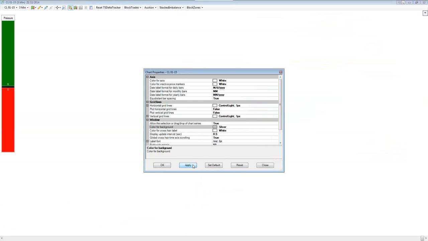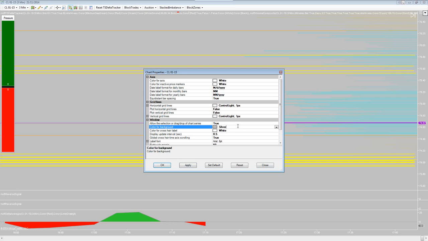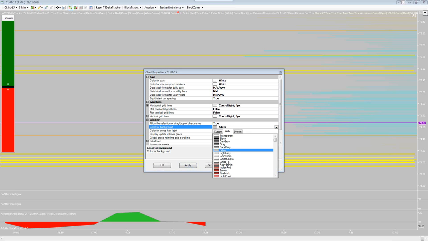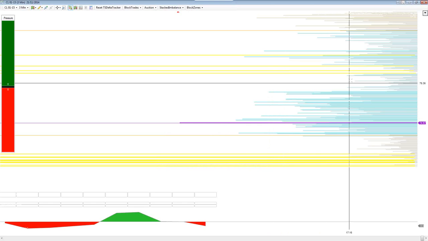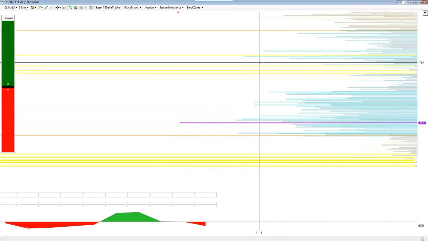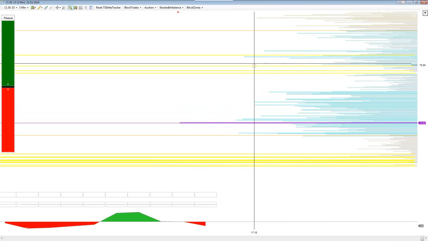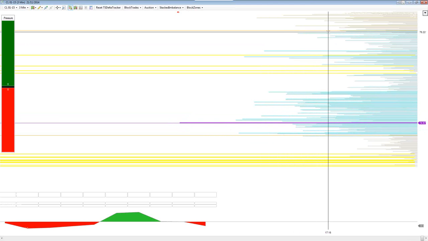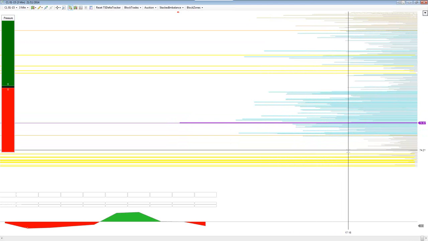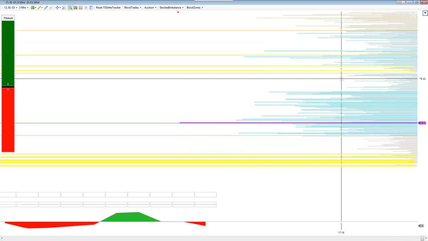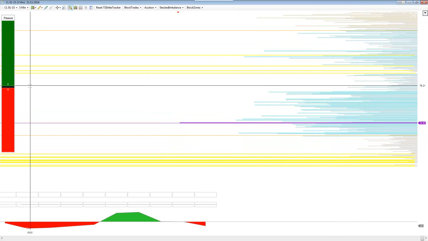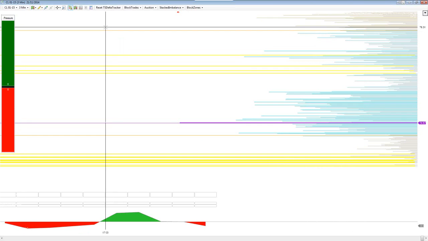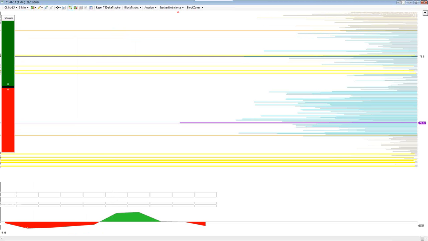Let me change that to maybe this. There we go. I'll keep it white for now. We'll get back to it. So you get the idea. Anyway, it's showing you the low volume nodes in yellow. You have the value area in the cyan color, and then the brownish or yellow color on the outside of that, which is everything outside of the value area. Okay. Next.